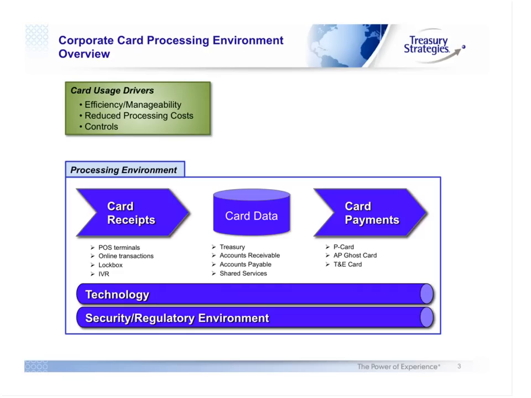On the disbursement side, that is the card payment side, we find P cards, accounts payable ghost cards being used, T&E cards. There's a lot of others too. There's fuel cards and fleet cards that could also be used, but they're all cards used for disbursements. There's a couple things they all have in common. One is card data. It is critical to maintain the security around it. The departments who supervise or are responsible for the programs as well as the data could be a Treasury department, an accounts receivable department, an accounts payable department, an IT department, or we could wrap it all together into a shared services function. Some shared services functions at some companies involve all of those different disciplines.